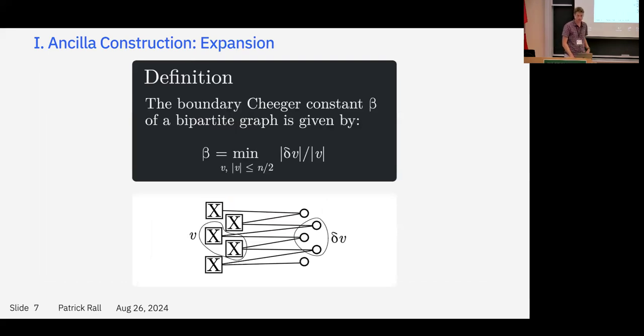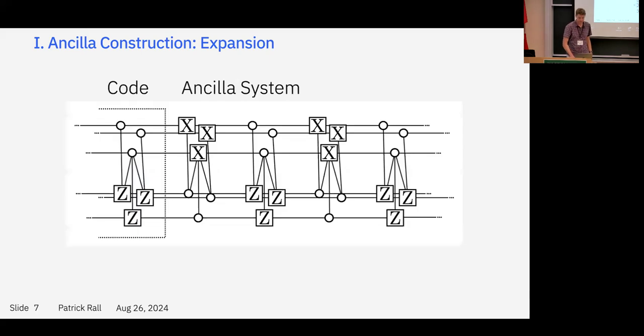Next, let's talk about expansion. So this boundary Cheeger constant essentially measures how quickly the neighborhood of a set of vertices grows. So here we're interested in bipartite graphs just because Tanner graphs happen to be bipartite. We might be interested in a family of X checks. How many physical qubits are in the neighborhood of that family of X checks? That ratio between these two quantities, that's going to wind up being important for us.